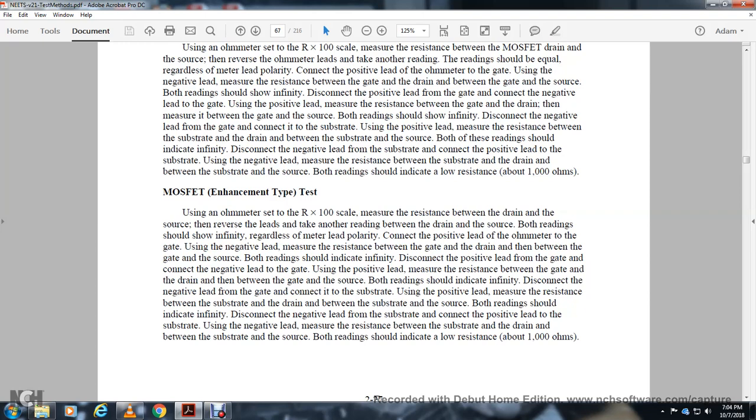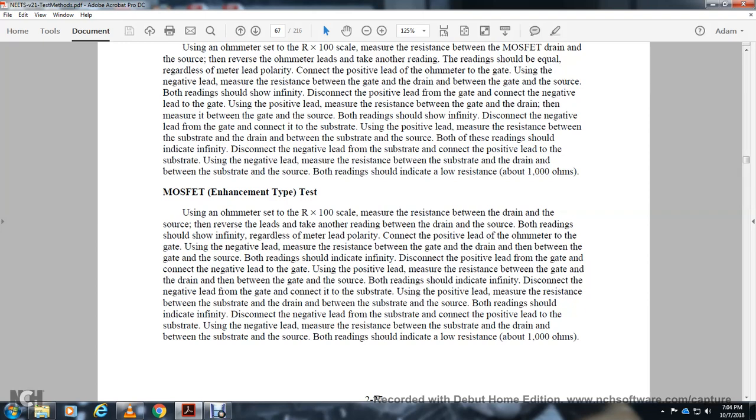Alright, metal oxide semiconductor field effect transistor, enhancement type. Use the ohmmeter resistance scale of R times 100 and measure the resistance between the drain and the source. Reverse the leads and take another reading between the drain and the source. Both readings show infinity regardless of the meter lead polarity. Connect the positive lead to the gate with the negative lead and measure the resistance between the gate and the drain and between the gate and the source.